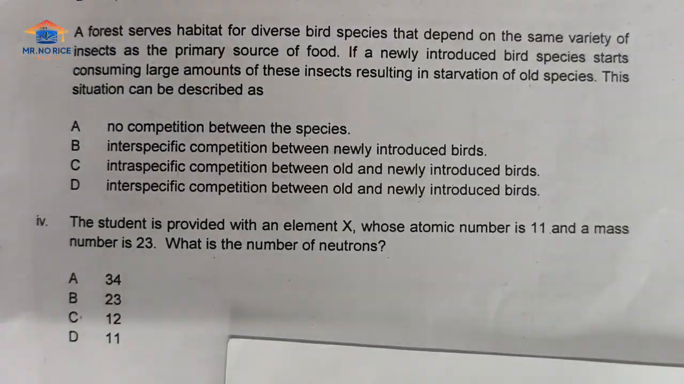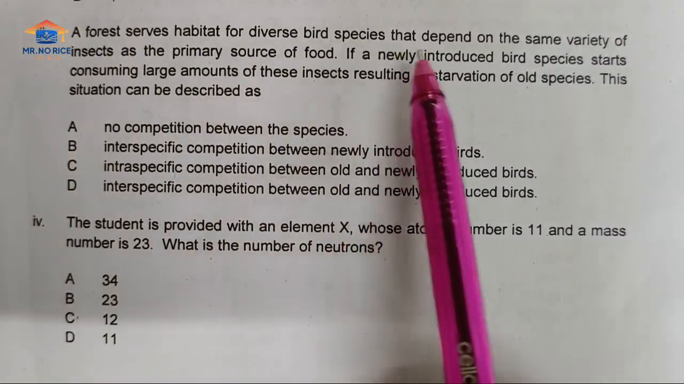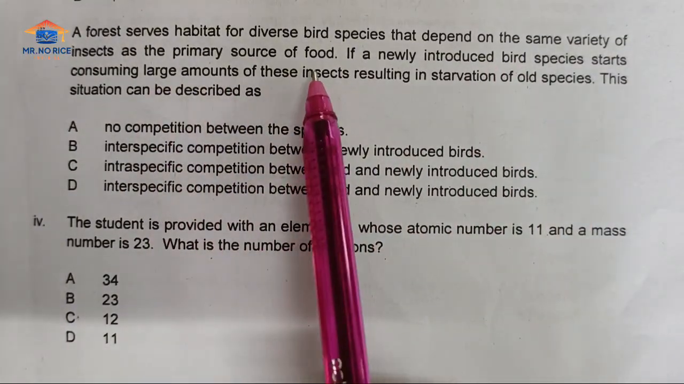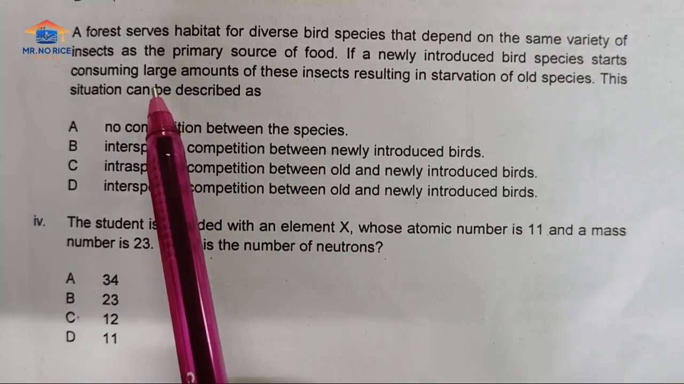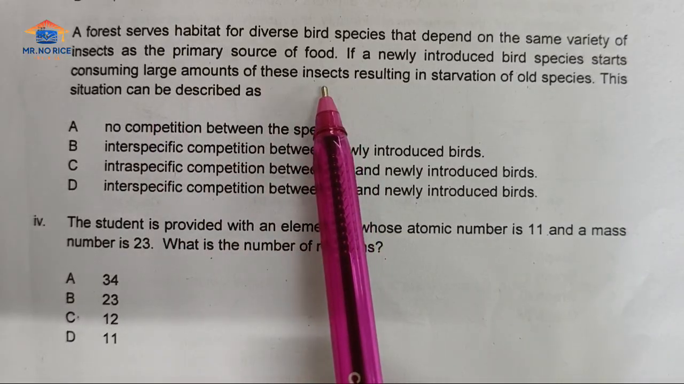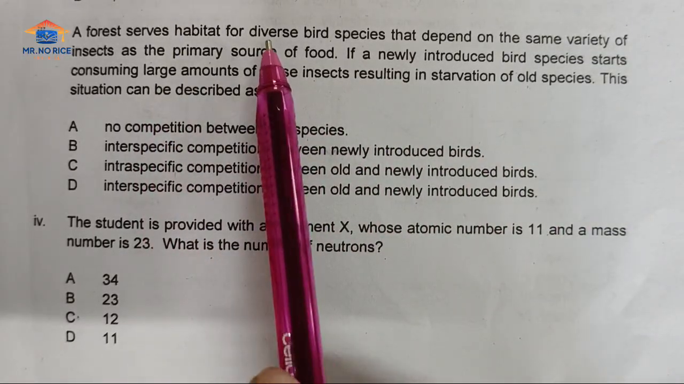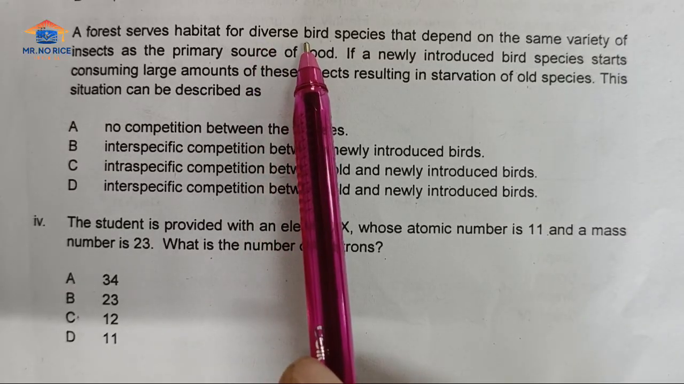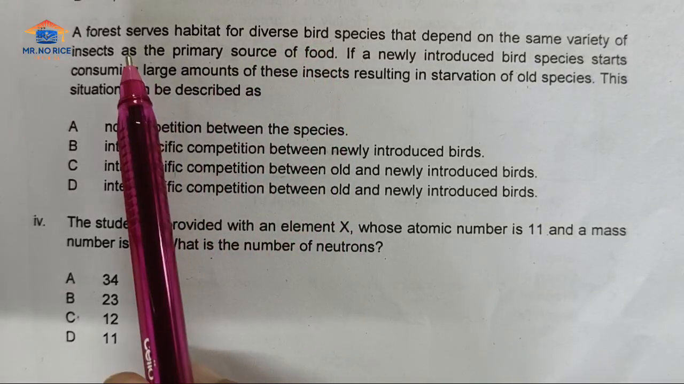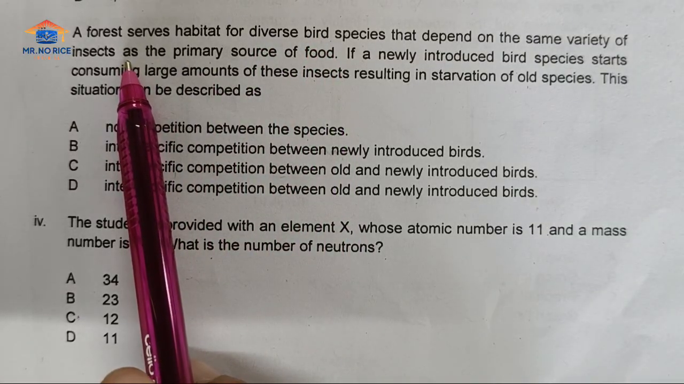So next question. A forest serves as habitat for diverse bird species that depend on the same variety of insects as primary source of food. If a newly introduced bird species starts consuming large amounts of these insects, resulting in starvation of the old species, this situation can be best described as. So already in the forest, there are different types of bird species, and these bird species feed on the same types of insects. The insects are the main source of their food.